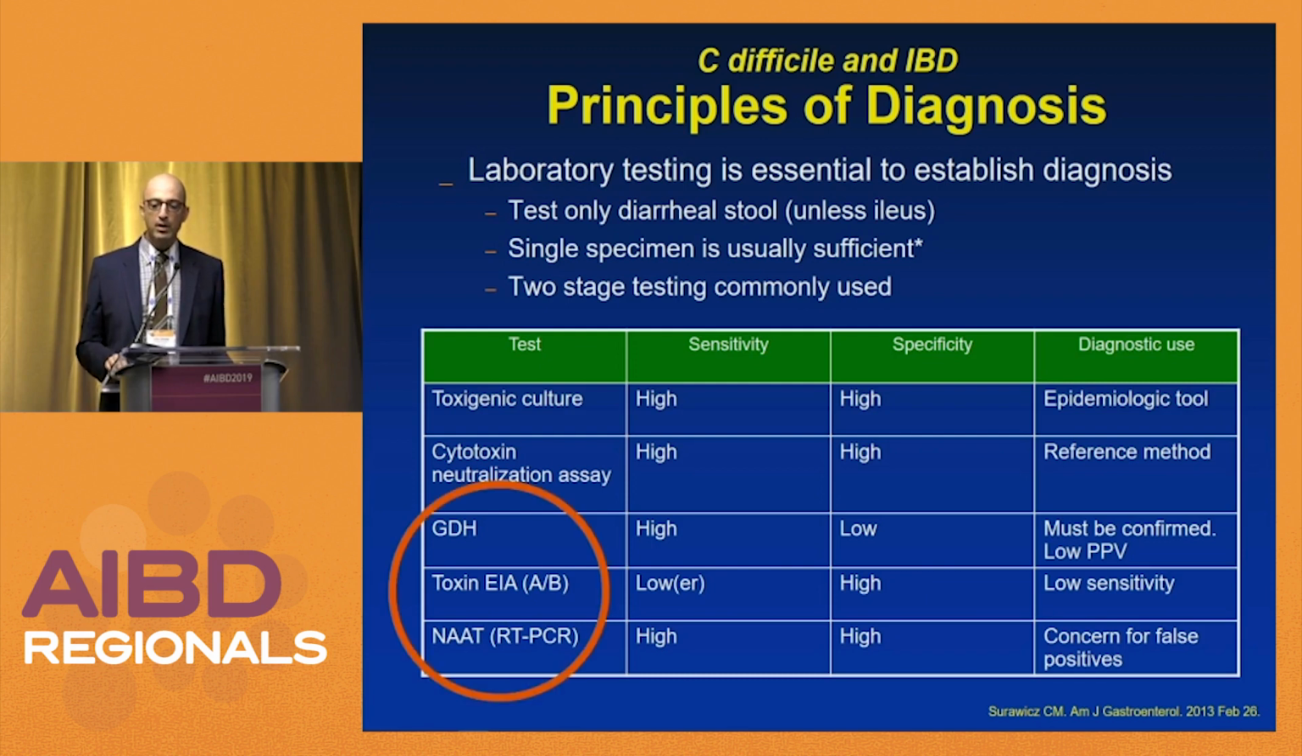So the current IDSA guidelines recommend a two-step testing algorithm. So either doing GDH and a toxin enzyme immunoassay, reflexing to PCR if the GDH is positive and the toxin is negative, or if the toxin is positive the patient has a positive test. Or they have a caveat in there for patients having over 3 liquid bowel movements per day, which is common in our IBD population, that you can run a PCR-based test.